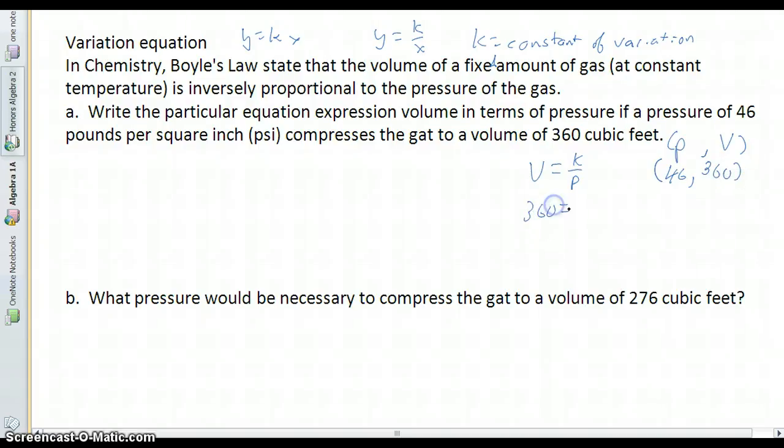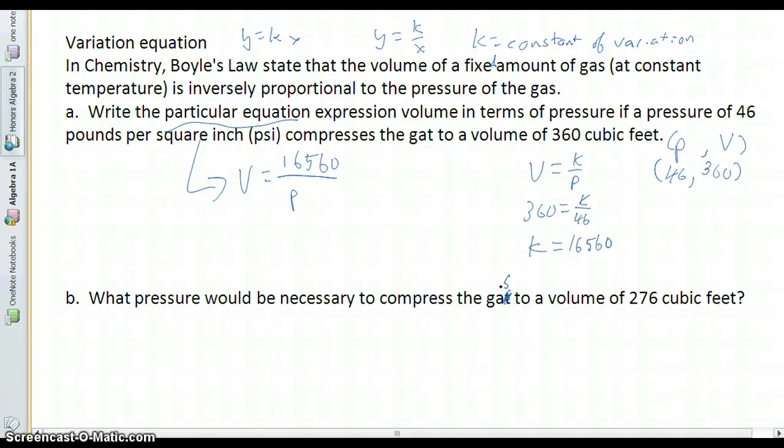So 360 equals K divided by 46. So we take 360 times 46. K is equal to 16560. So our particular equation is going to be V will equal 16560 divided by P.